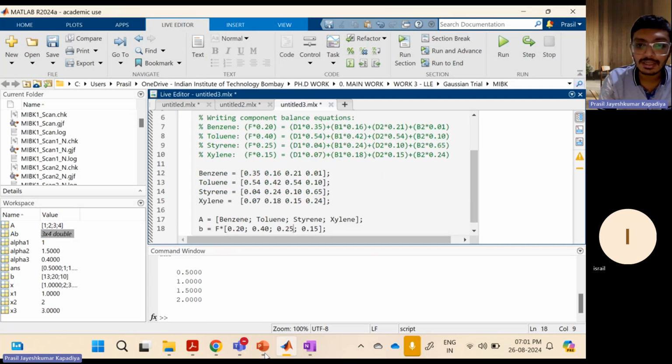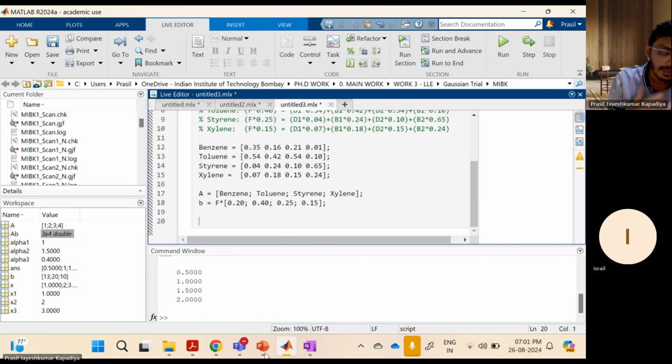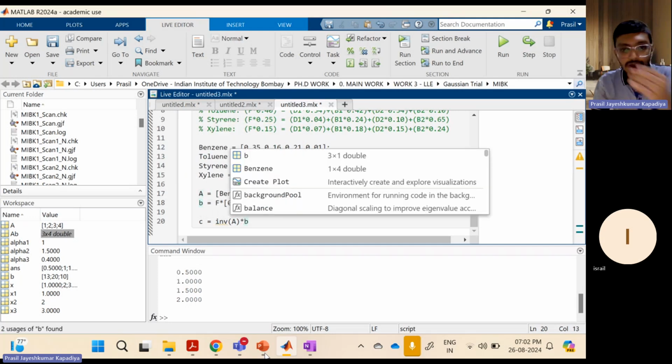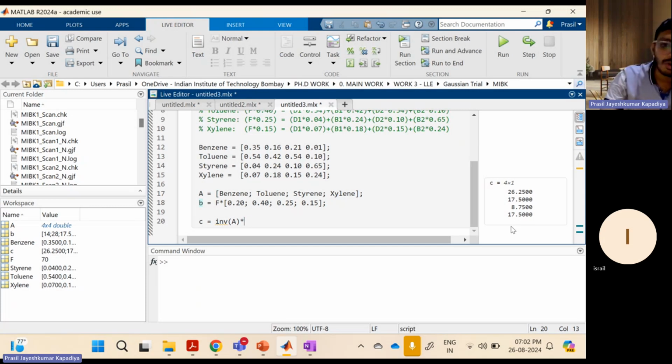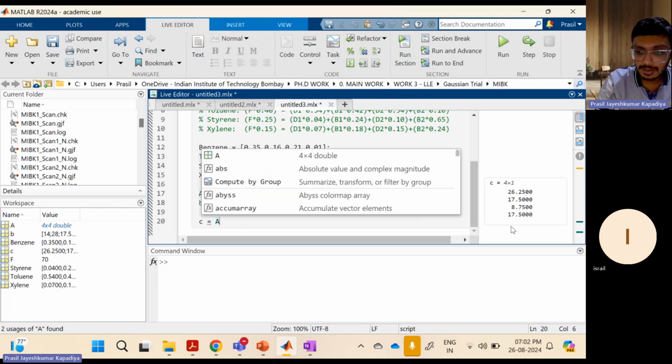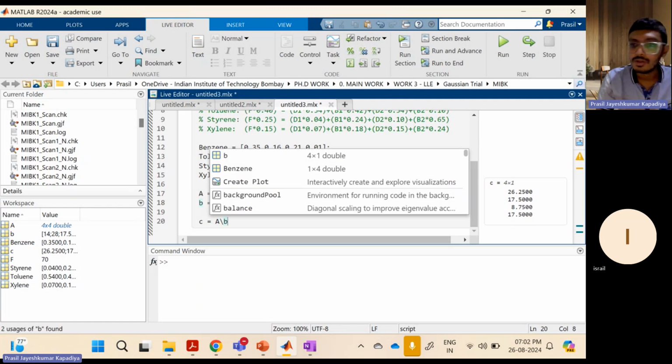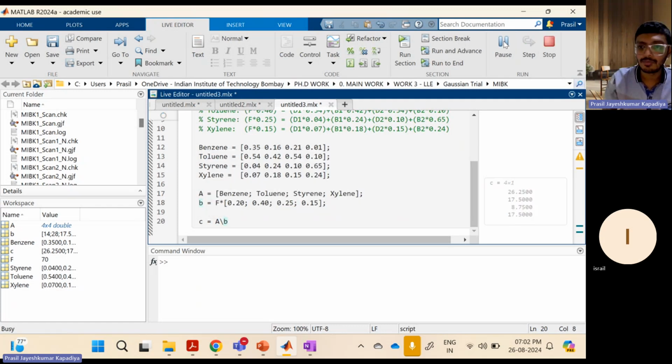And let's try to find out the solution. So how will I solve this? I will just write down, let's say C is equal to inverse of A into B. So this will give me my solution of B1, D1, B2, D2. I'm coming out as 26.25, 17.5, 8.75, 17.5. Or you can do A backslash B.